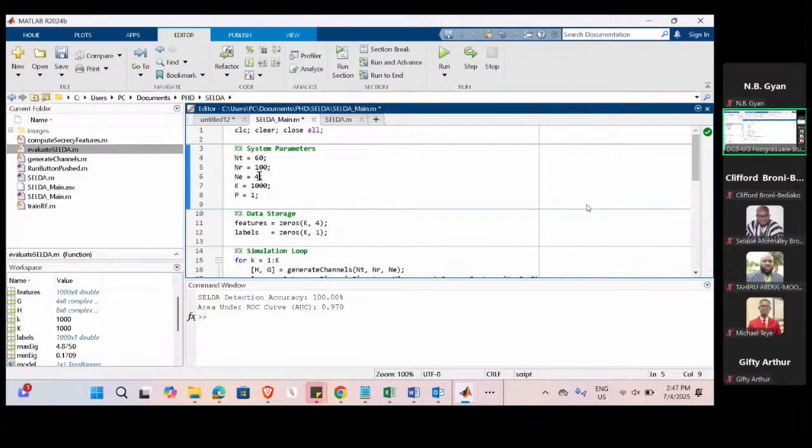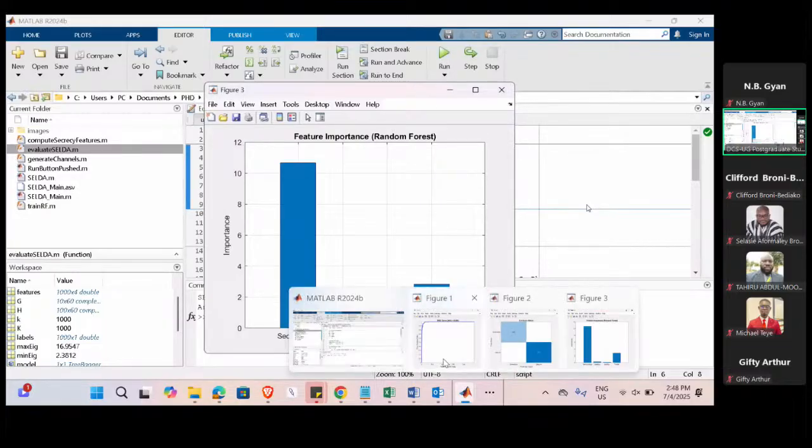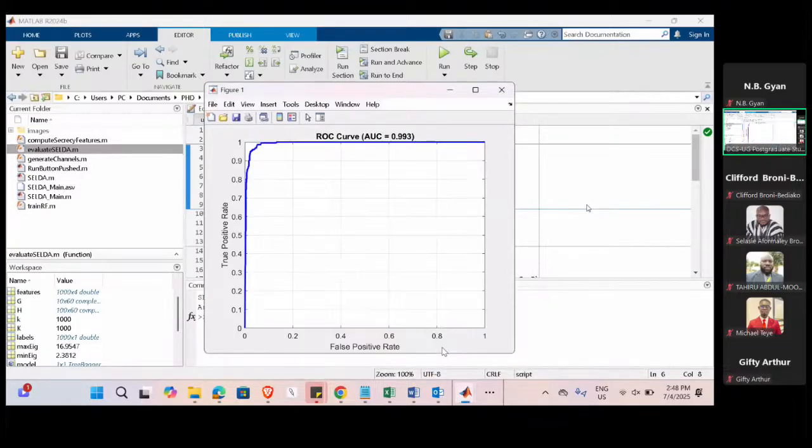Someone suggested 10, so I put 10 in here. I've never done this before, so we'll run it once again and see what we get. When it finishes, it will populate the result, and it is done. Let's see. We had 0.993, which is a very good result.